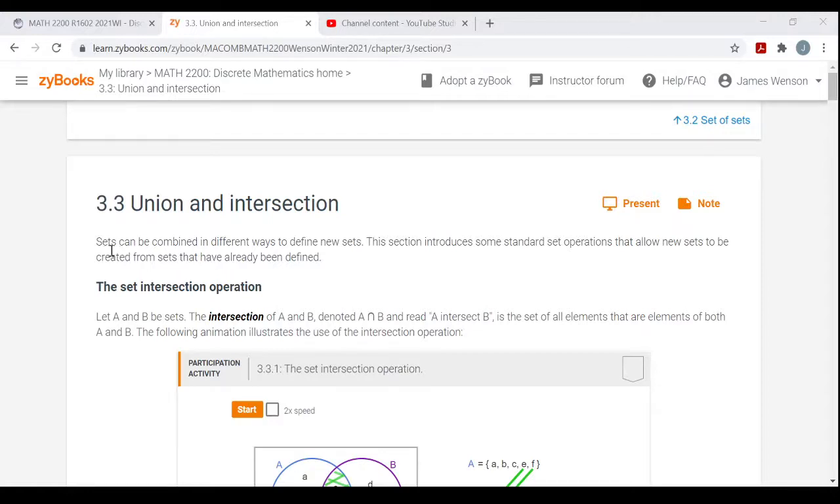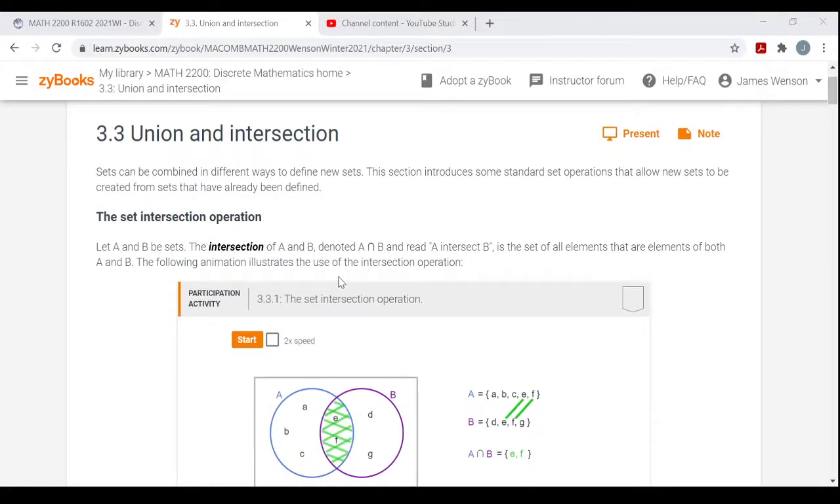Okay, so sets can be combined in different ways to define new sets. This is just a couple of operations to make new sets from old sets. So the set intersection operation. Let A and B be sets. The intersection of A and B, denoted as A intersect B, this upside down U is the intersect symbol.